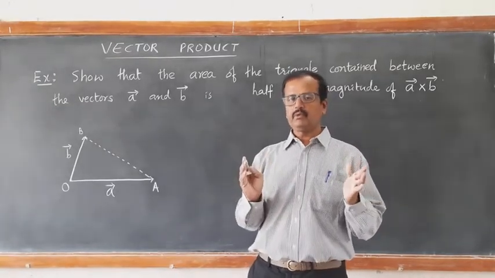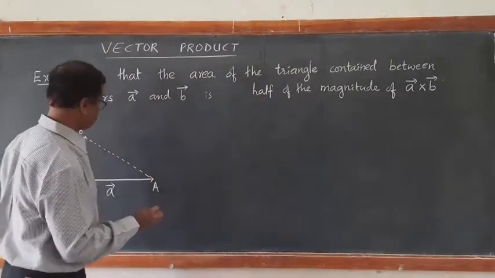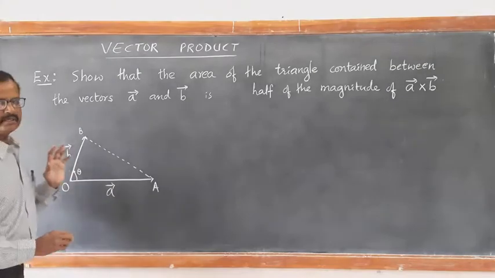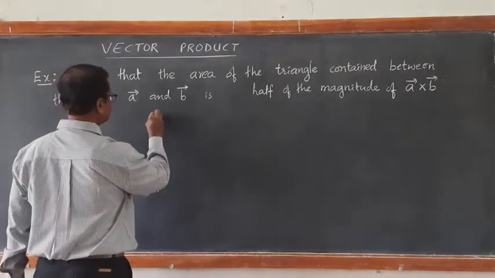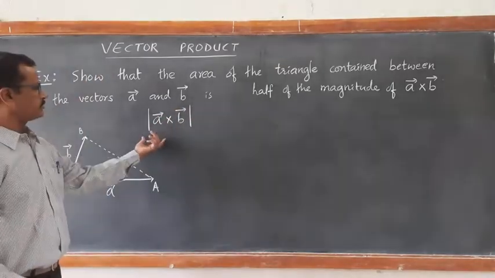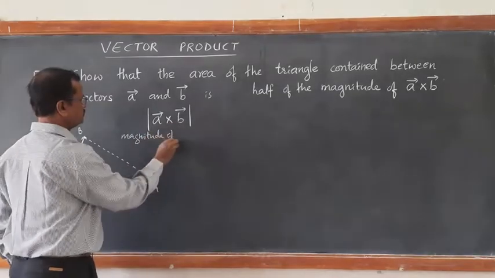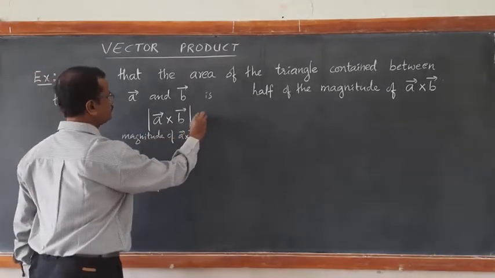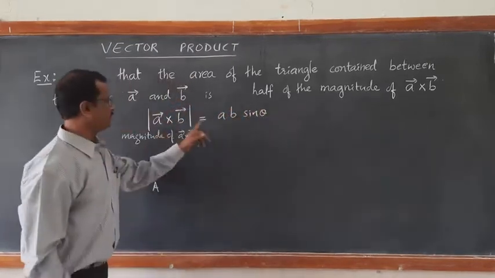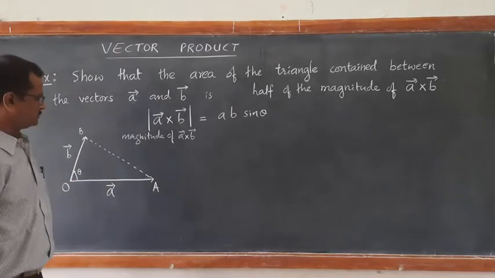Let us first find out what is the magnitude of A cross B. If A and B are the two vectors, let theta be the angle between them. The magnitude of A cross B is equal to, as we know, magnitude of A, magnitude of B into sin theta, where theta is the angle between the two vectors A and B. Now what is B sin theta?